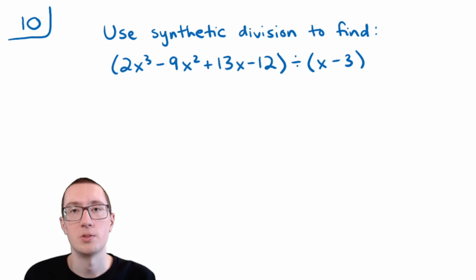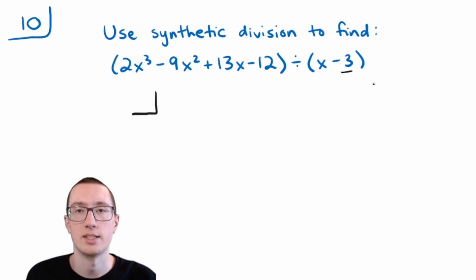Remember that there are 2 ways to divide polynomials. We have long division, which can be used to divide any polynomials, but we can also use synthetic division if we just have x plus a number or x minus a number. And synthetic division is faster, but you can only use it in these cases. So what we're going to do is draw a little box here, and we're going to put whatever number is here with the opposite sign. So in this case, we have minus 3, so we're just going to put 3.